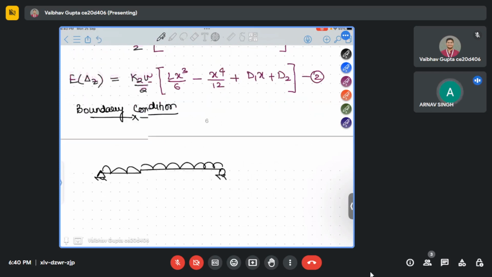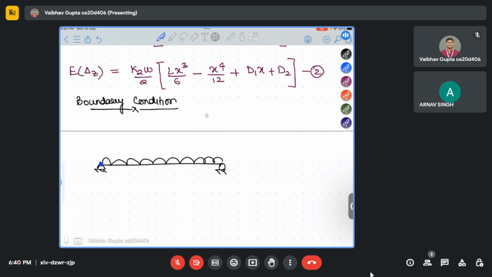Deflection will be 0 at both ends, and it will be the same for both the z and y directions. So delta y at x equal to 0 is equal to delta y at x equal to L, which is equal to 0. Similarly, delta z at x equal to 0 is equal to delta z at x equal to L, which is equal to 0. Because we are saying both directions are simply supported.